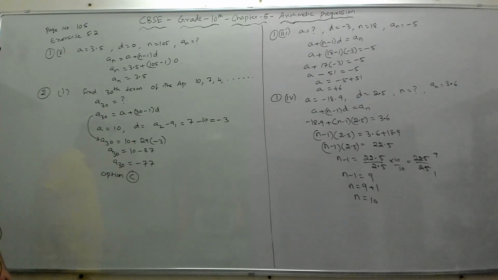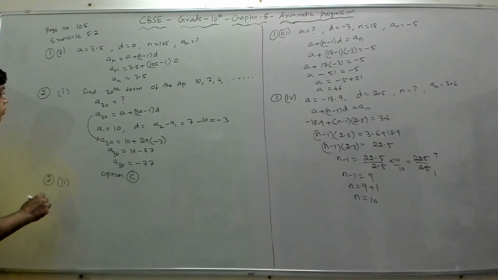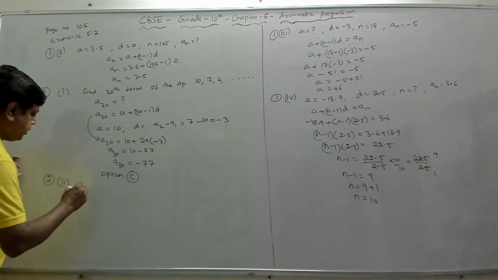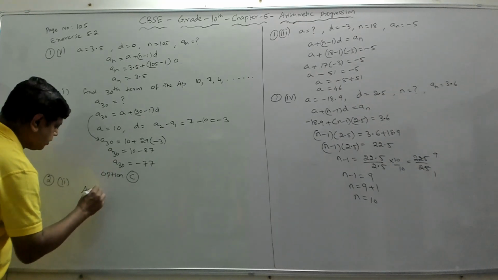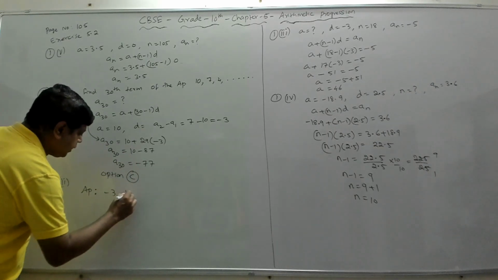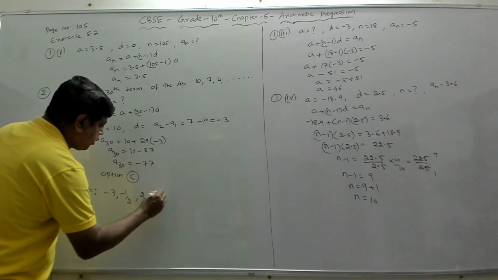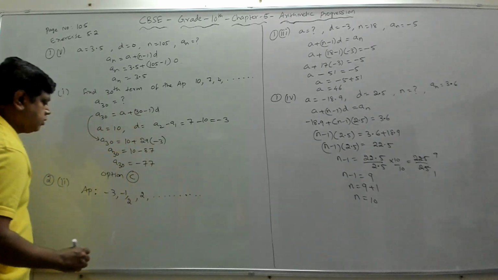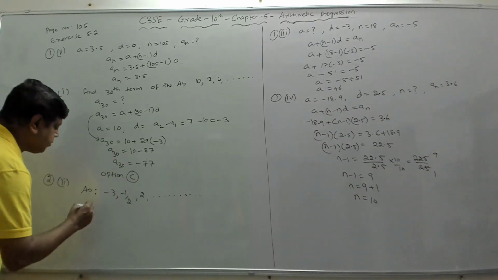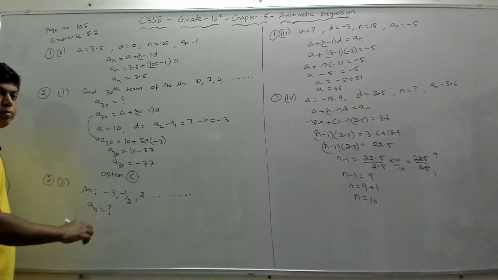Fine. Then the second part, in second problem, second part, we have to find the 11th term of the AP. Right. So AP is this. What is AP? AP is minus 3, comma minus 1 by 2, comma 2, comma dot dot dot. This is an AP. What we have to find? We have to find the 11th term of the AP, which means you have to find A11. A11 is question mark.